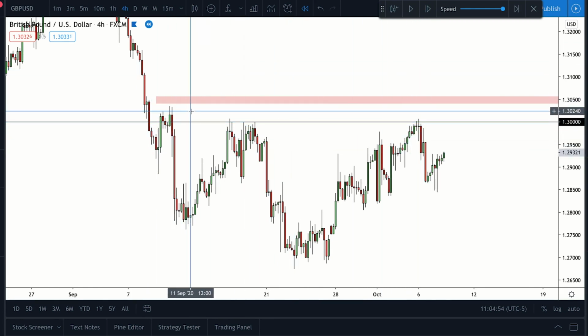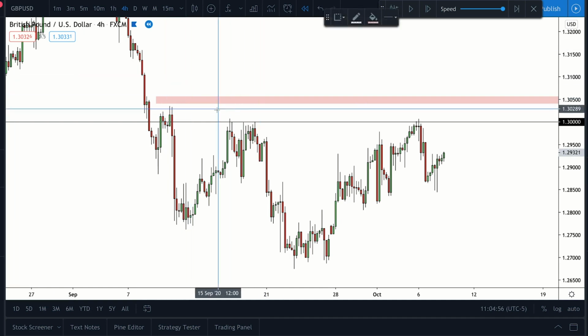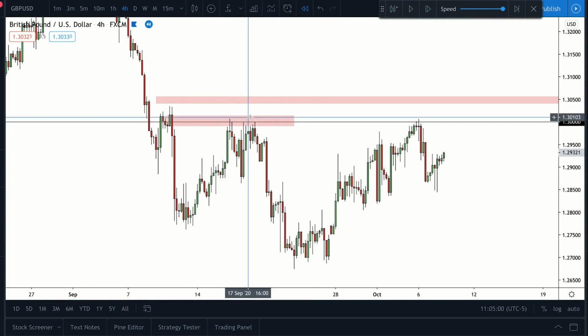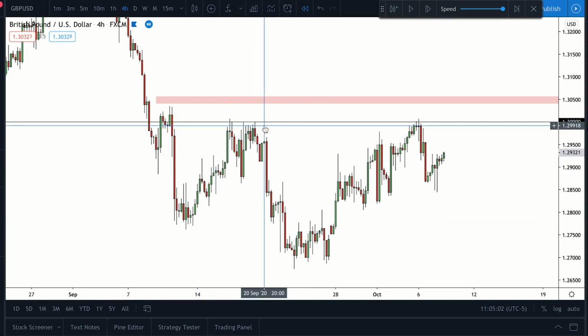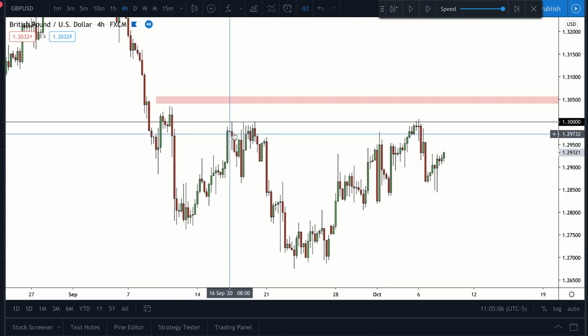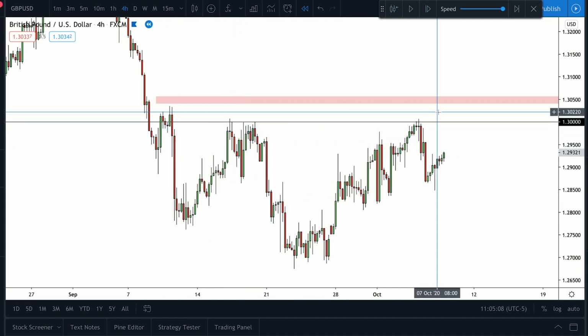Okay, the first point was the supply zone. So when we saw this, we could sell from there. Supply zone, retest, sell. But now that we've seen the market come back into this level for the second time and tap into it, well, then there's sellers here, there's sellers here, and there's sellers here.